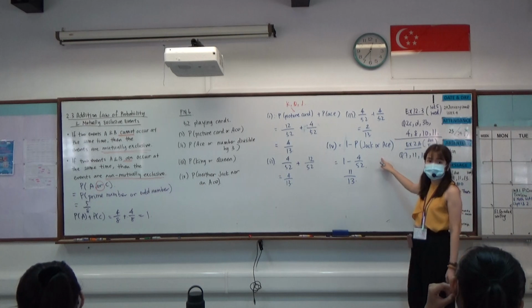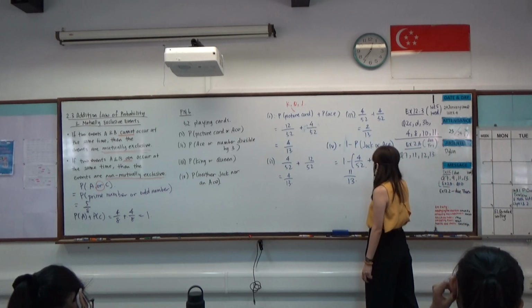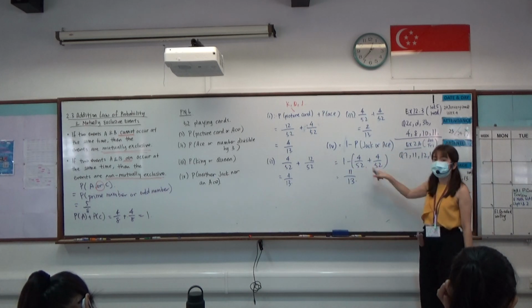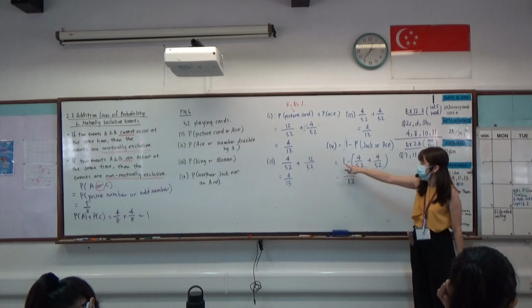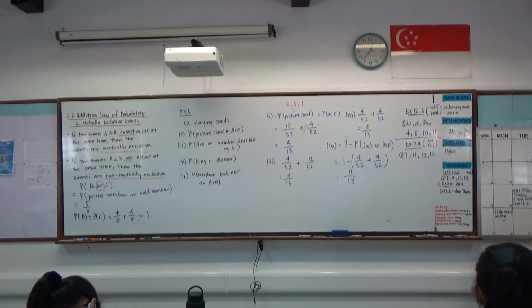Then minus again another 4 over 52, because there are 4 jacks and then 4 aces. So we can add them up to get this probability. 1 minus that, we get 11 over 13 as our final answer.